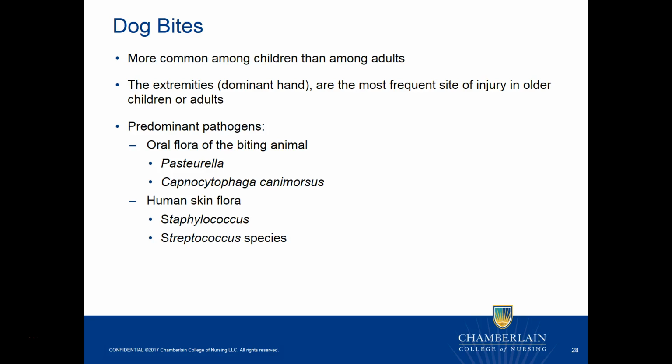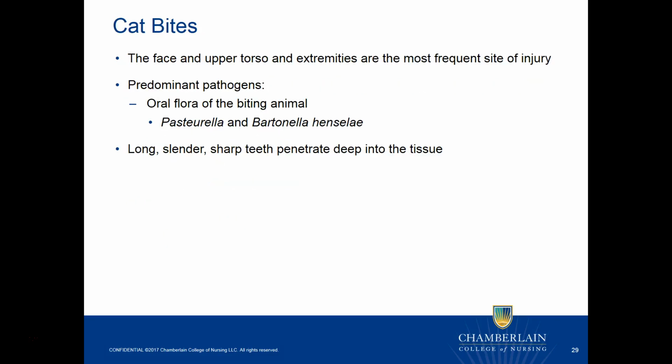Common pathogens of a dog bite include Pasteurella, Staphylococcus, Streptococcus species, and Capnocytophaga canimorsus. Clinically significant in asplenic patients, chronic alcohol abusers, and those with underlying hepatic disease. About 2/3 of cat bites involve the upper extremities. The puncture wounds are of particular concern because cats have long, slender, sharp teeth. Cat bites can transmit Pasteurella and Bartonella henselae.